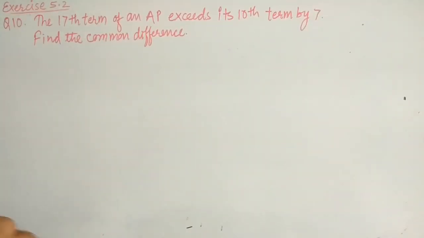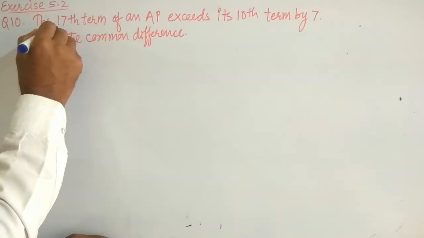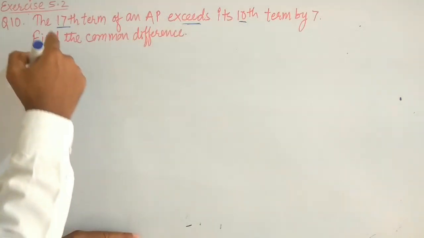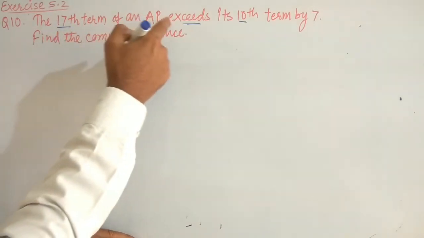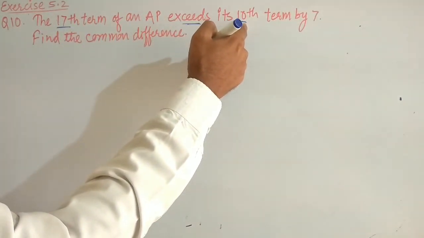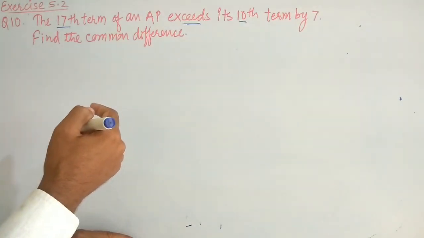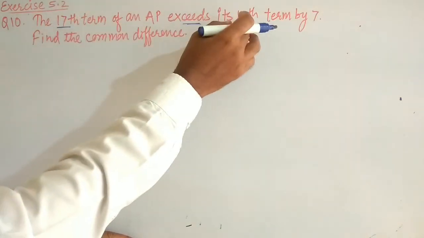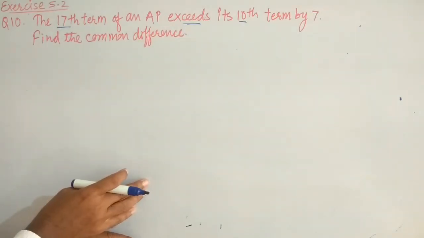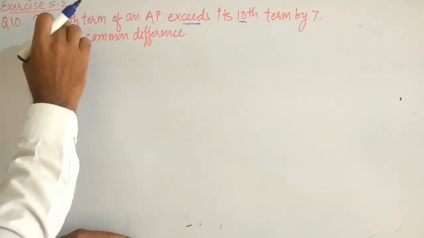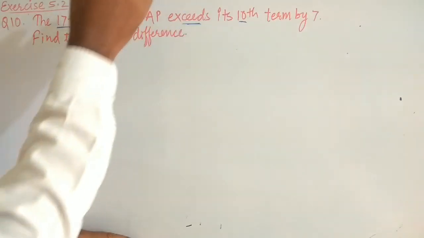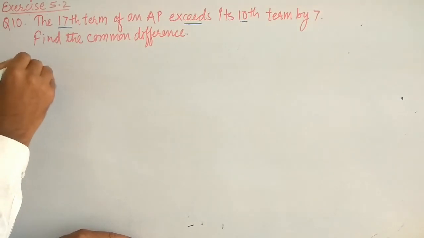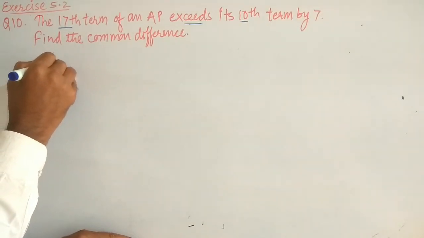Question number 10. 17th term of an AP exceeds its 10th term. Exceeds means this 17th term of AP 10th term से exceed कर रही है. कितना exceed कर रही है? By 7. It exceeds by 7. Means 17th term जो है 10th term से 7 ज्यादा है. More. Means the 17th term is 7 more than the 10th term. Okay, so I think you understood what is given here.